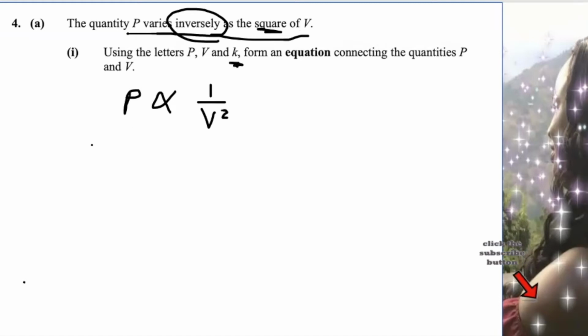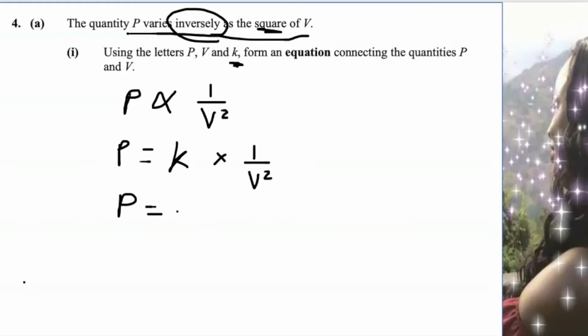So rewriting this, we are going to include the constant K. It's P equals K times 1 over V squared. Now this is the answer, but we can rewrite this as P is equal to K times 1, that's K over V squared. And this is the equation that is connecting the variables that are given.